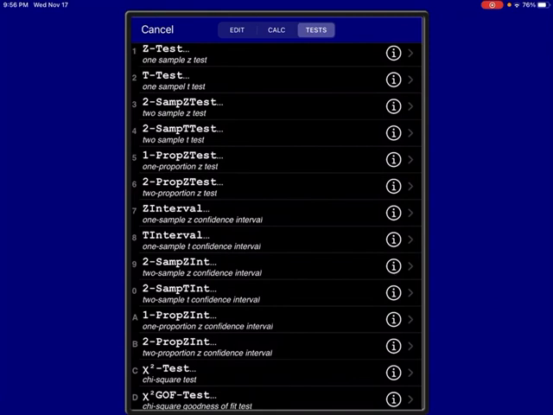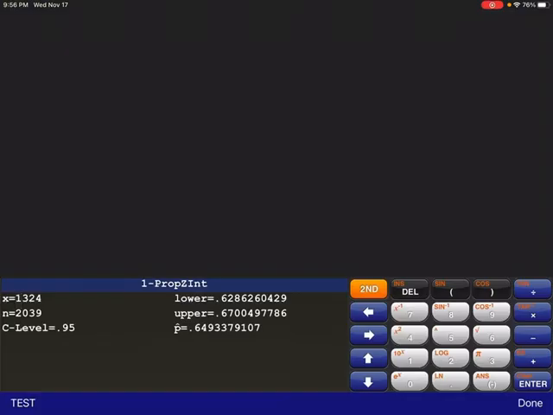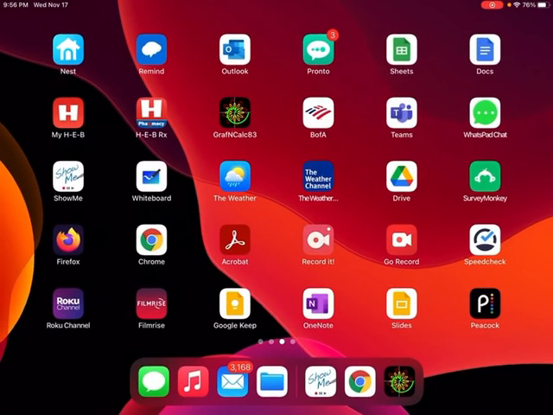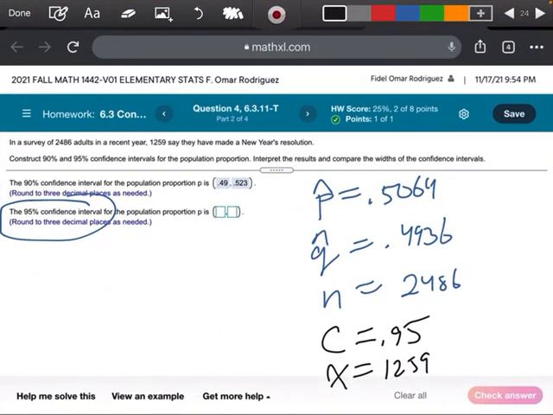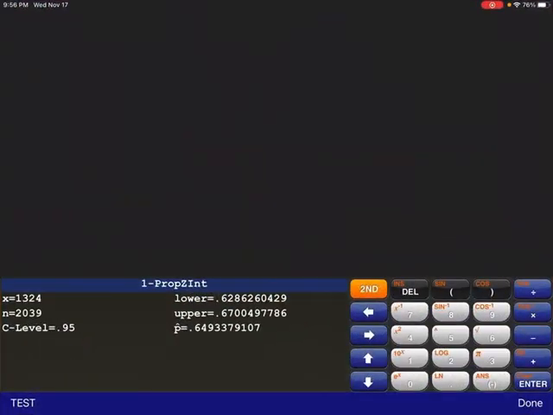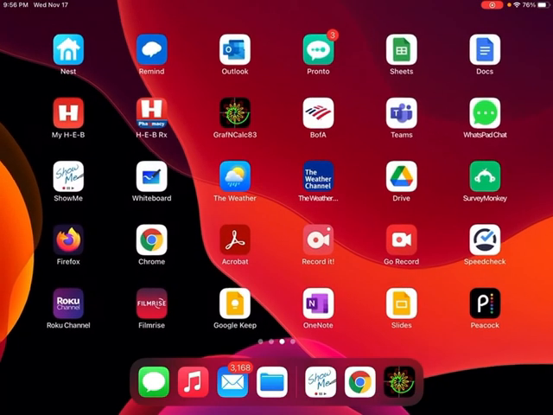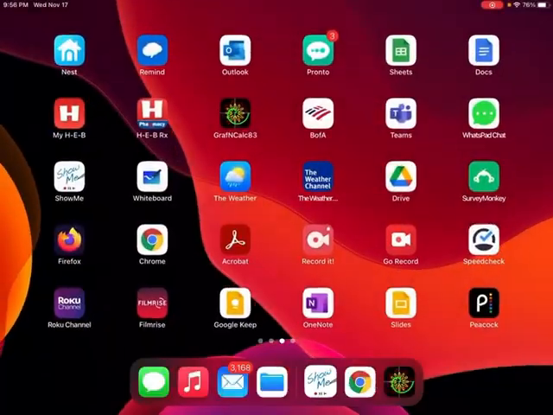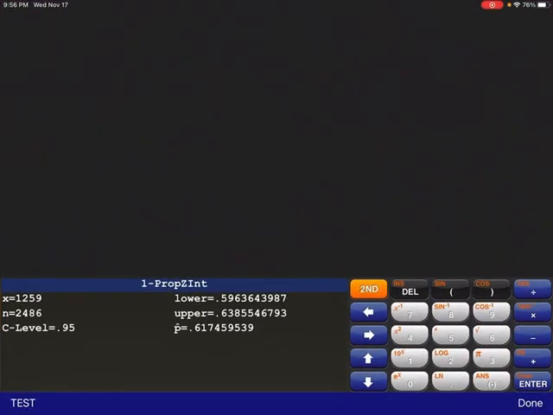So I'm going to go stat, I'm going to go to tests, and I'm going to go to the one proportion z interval test. This is choice A towards the bottom, A, B, C, D. I'm going to pick A. Okay, so my x value, not my x bar, was 1259. So let's go 1259 out of 24 and something. I forgot, 2486. My confidence level, I want 95%, so it is 0.95. I want you to look, it's giving me p-hat. Hey, didn't we come up with 0.5064? That's what we got a little while ago.